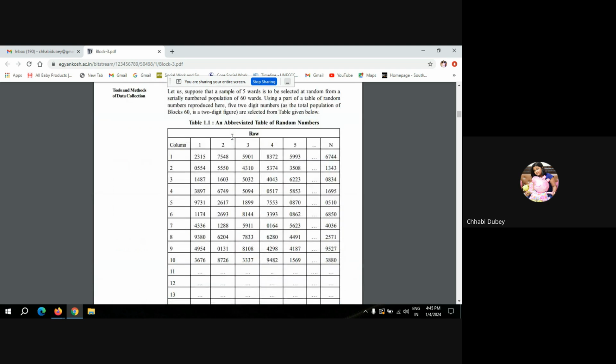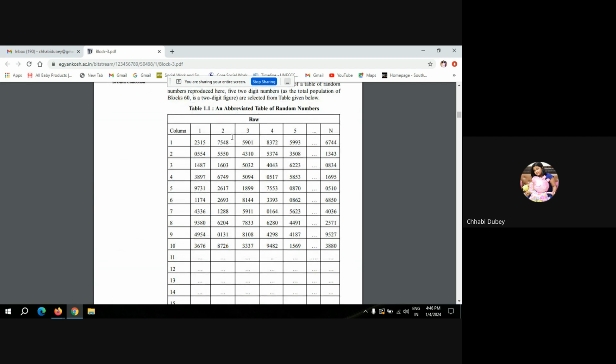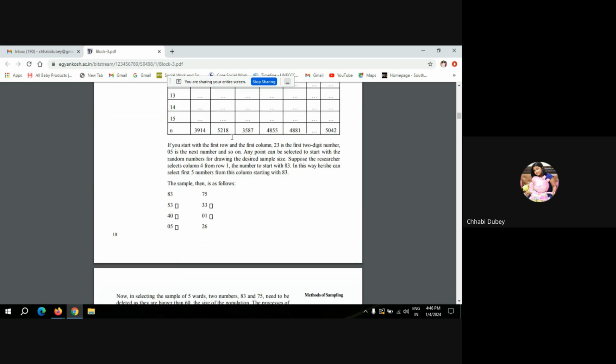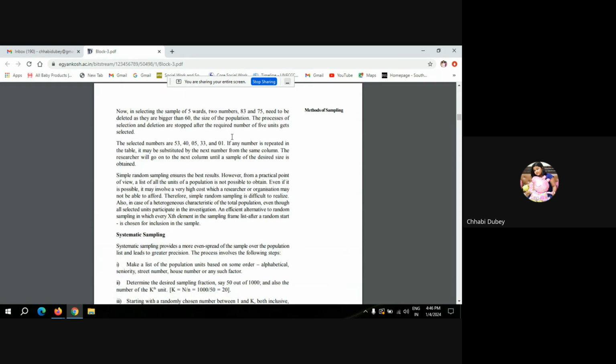Now this is how the table has been made for random numbers. After that, we come to the systematic sampling. Now, this was a simple random sampling. After that comes systematic sampling. Systematic sampling, you can say, provides a more even spread of sample over the population. And how we are going to do a systematic sampling is, first we're going to make a list of the population based on a certain criteria.